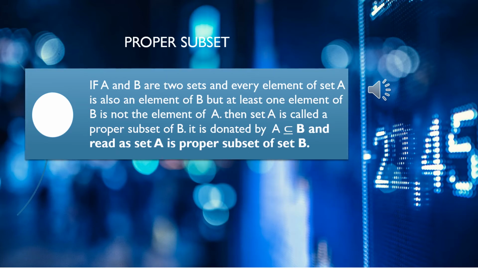Proper subset. If A and B are two sets and every element of set A is also an element of set B, but at least one element of B is not the element of set A, then set A is called proper subset of B and it is denoted by this notation.